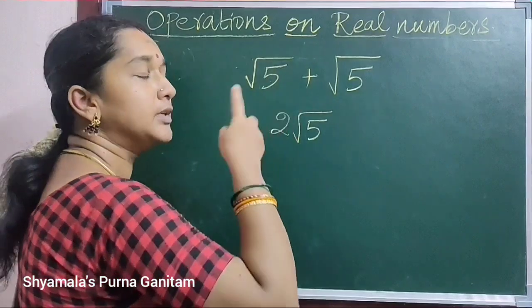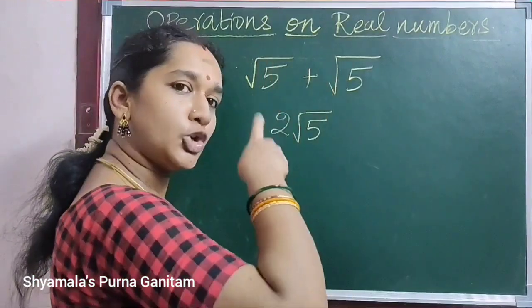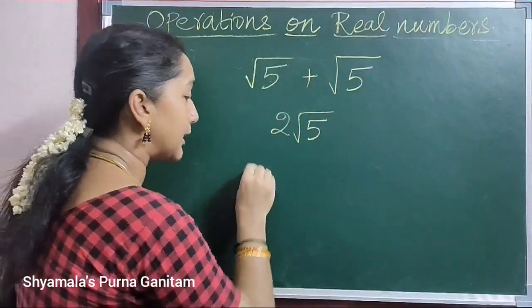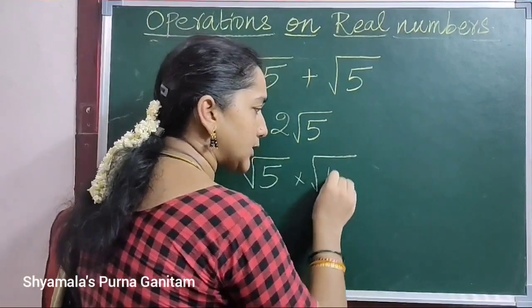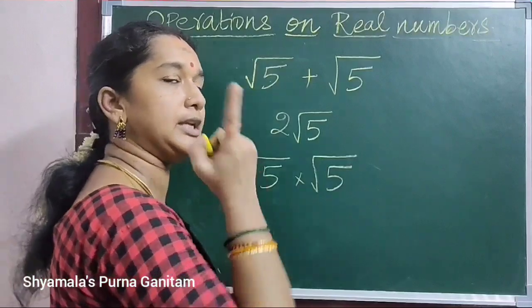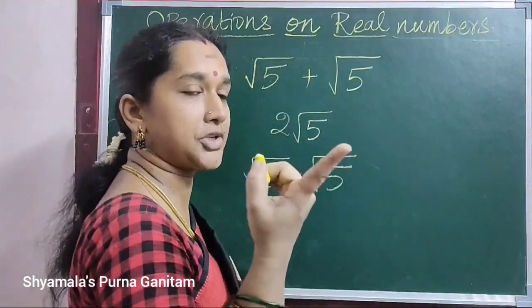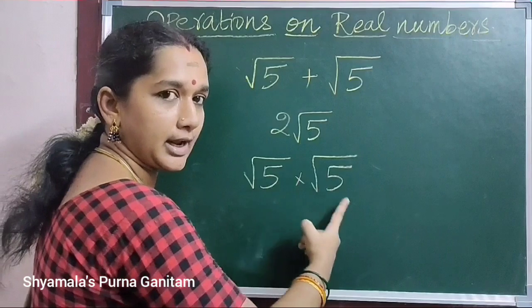Multiplication, subtraction also you will get the same thing only. Now I will do multiplication. This is an irrational number, into, this is also an irrational number. What I told you, it may be rational or irrational. So here these two are irrational.